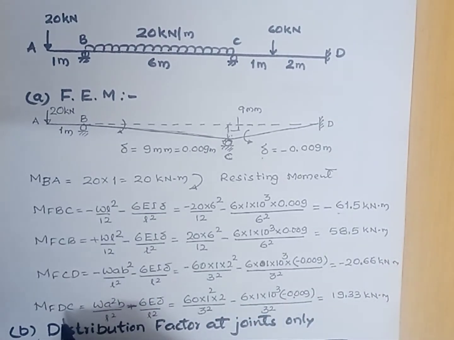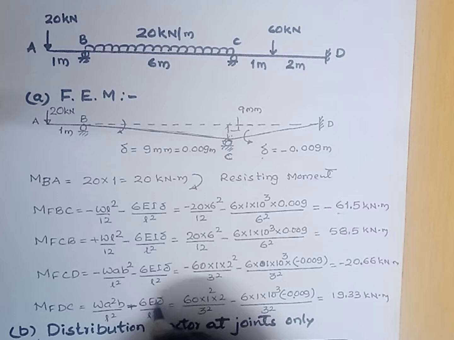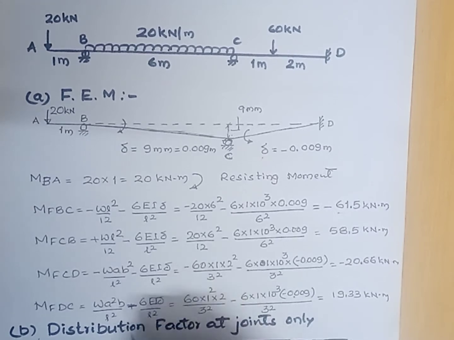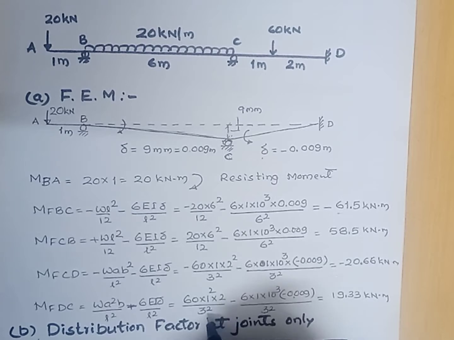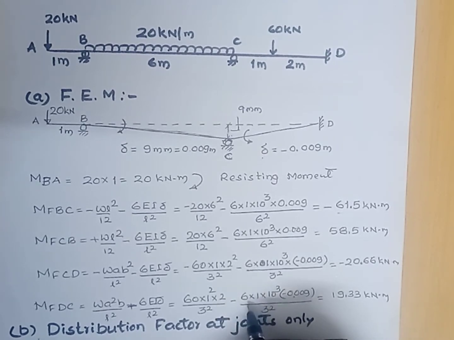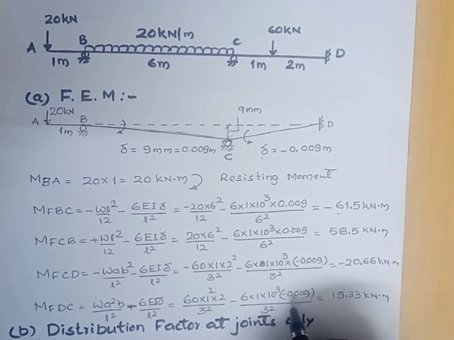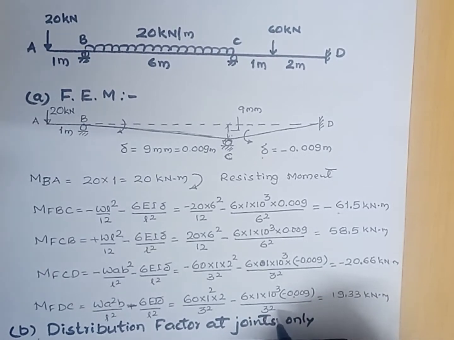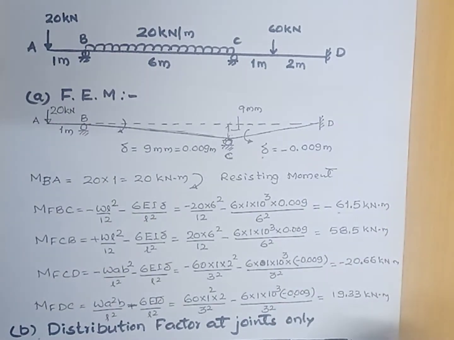Then MFDC, that is W a square b by L square minus 6 EI delta by L square. Then by substituting the values, 60 into 1 square into 2 by 3 square minus 6 into 1 into 10 to the power of 3 into minus 0.009 divided by 3 square. Now we will get 19.33 kilonewton meter.